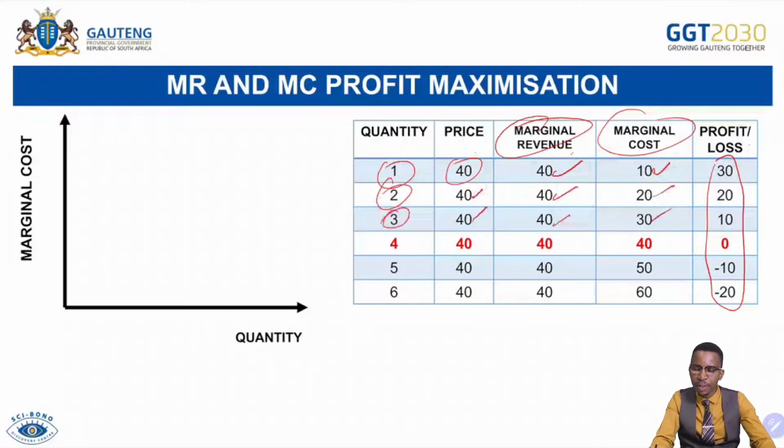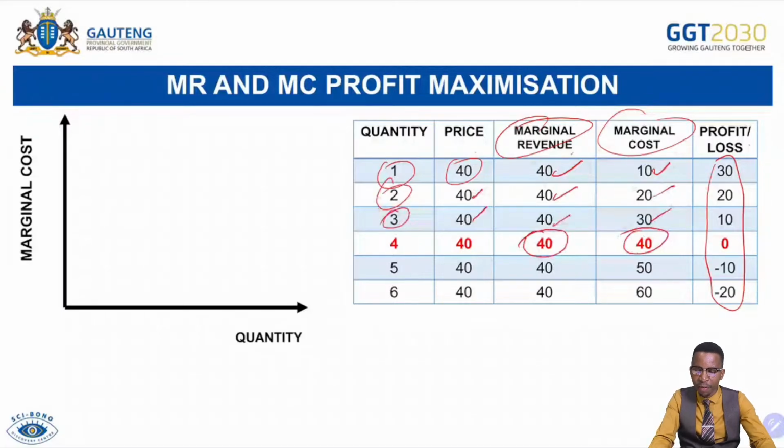The firm still makes a profit. And then quantity number 4, that's where the firm will maximize its profit because marginal revenue is equal to 40, marginal cost is 40. So in that situation, that means MC equals MR, even graphically. That firm is not making a profit or a loss. We call that the break-even point or normal profit. So that's when the firm maximizes its profit.